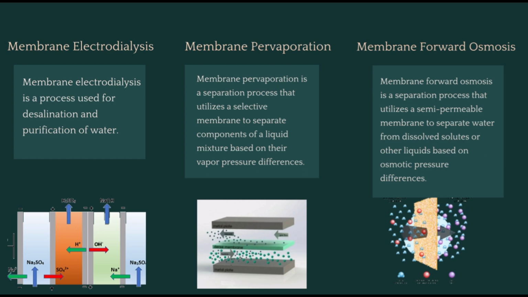In this membrane, a concentrated solution or the draw solution and a diluted solution, which is yung feed solution natin, are separated by a semi-permeable membrane. The osmotic pressure difference between the two solutions causes water molecules from the feed solution to pass through the membrane into the draw solution, thus separating the water from the solutes or other liquids. This process is advantageous because it can operate at lower pressure compared to reverse osmosis, reducing energy requirements.